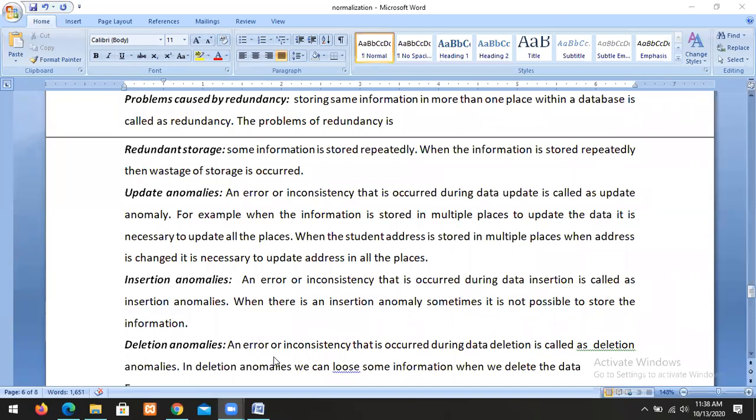Again, we have the deletion anomaly. When we delete a record from a table, we can lose some other additional information. That's what we call deletion anomaly.